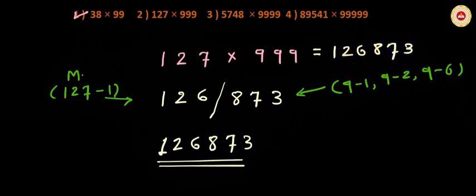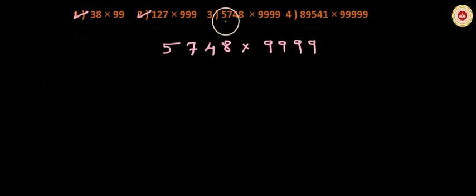1,26,873. Third example, 5,748 multiplied by 9,999. Right? So let us calculate the answer in two parts, left part and right part.